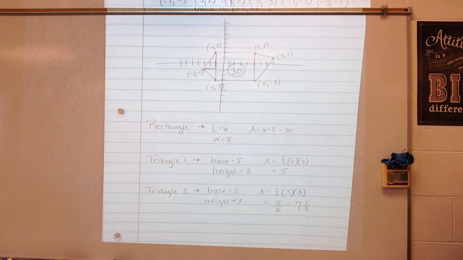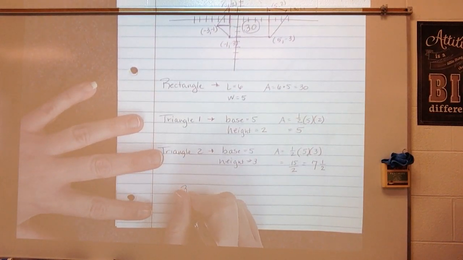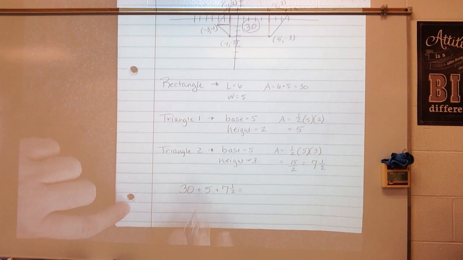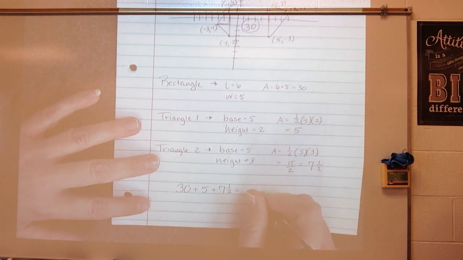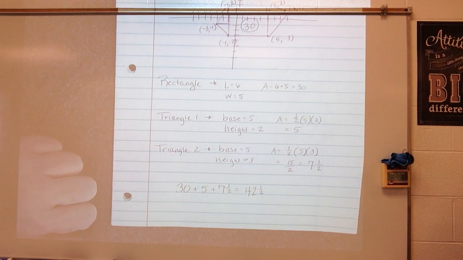So now how do I find the area of the whole entire thing? I'm going to add it. So 30 plus 5 plus 7.5. 30 plus 5 is 35, plus 7 is 42 and 1/2. It doesn't tell me if I'm measuring in inches or anything like that, so I really can't say that it's square inches. All I'm going to say is that the area is 42.5. Okay?